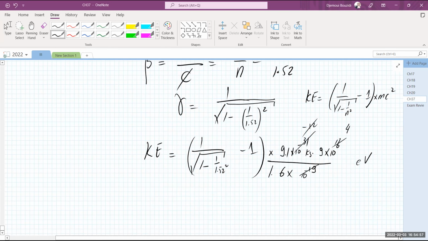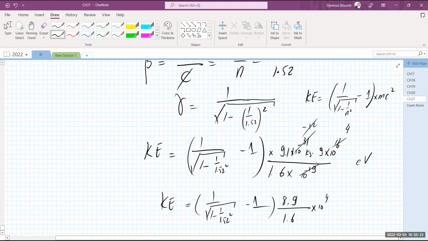So the problem then is finding all of this now. 9.1 times 9 is roughly about 81.9. So it's 81.9 divided by 1.6 times 10 to the power 4. And don't forget that factor of gamma in here, minus 1. Make sense? You guys understand? Yes, no, maybe?